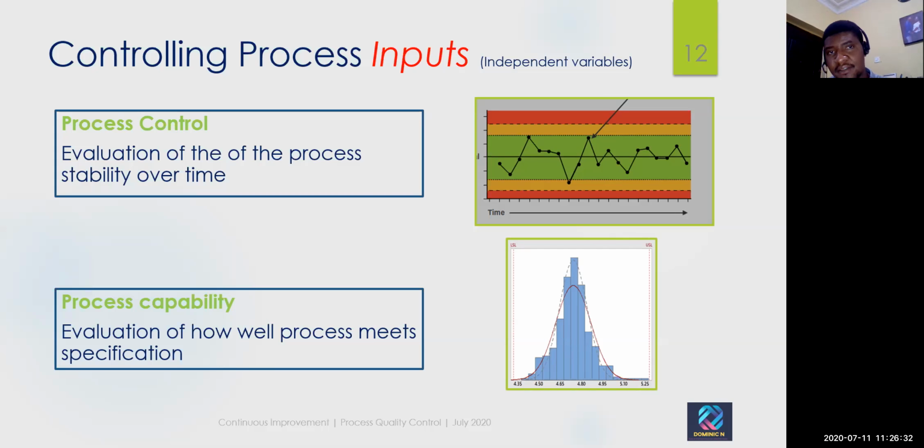So you understand that controlling of process inputs, we are talking about SPC now, right? So it's SPC now, but since the control part also has SQC, we could look at that later. So process capability is how well does my process meet the defined specifications?